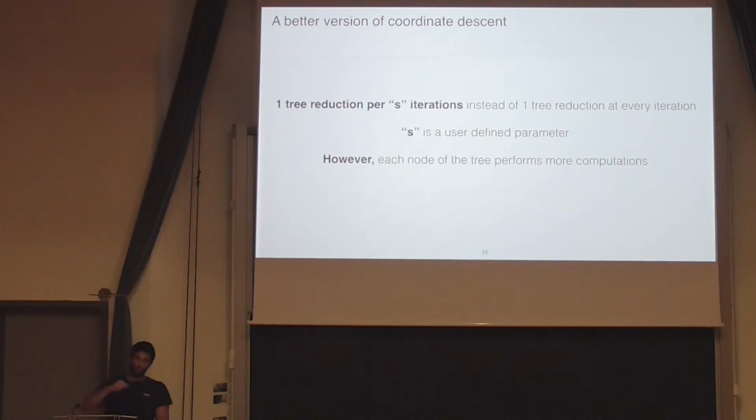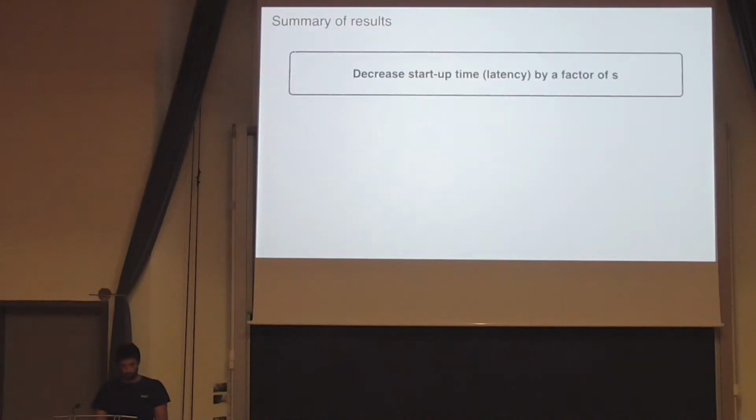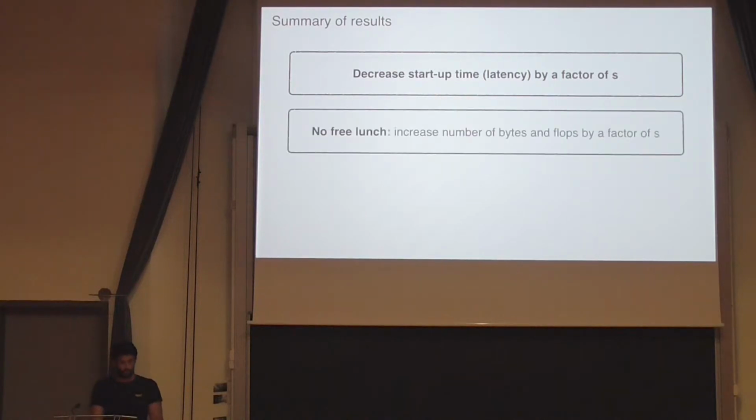And so this way we're going to defer the communication cost at each S iteration instead of every iteration. So just to summarize the result before we go into some details, we're going to decrease the startup time, this is the latency, by a factor of S, but we will pay a cost of increasing the number of bytes that the algorithm requires to converge, and we'll also increase the number of flops that the algorithm requires to converge by a factor of S.